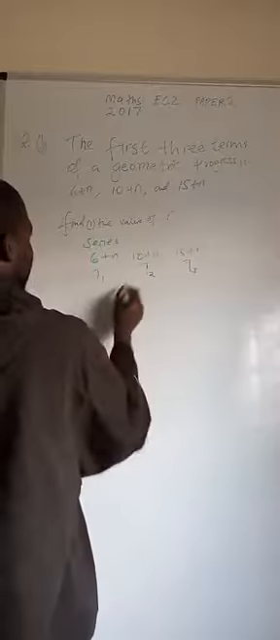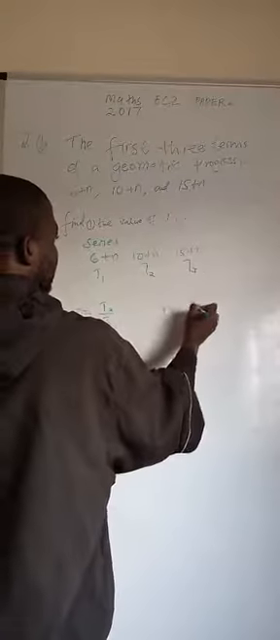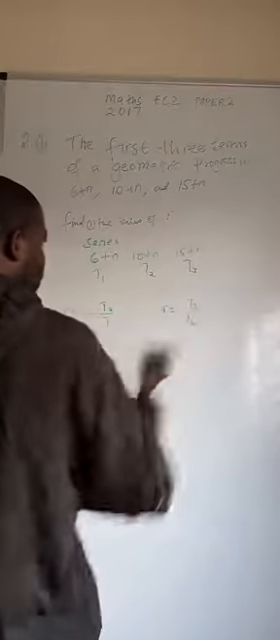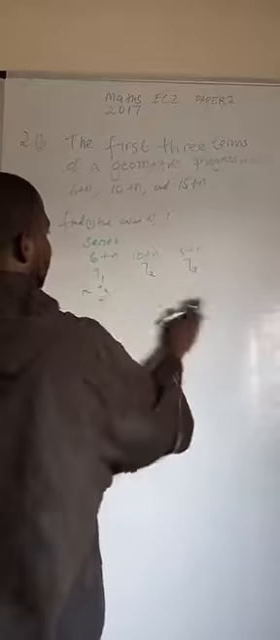This one is term number 1, this one is term number 2, this one is term number 3. And then I find the common ratio. How do you find the common ratio? The common ratio here is T2 over T1, and the common ratio there is T3 over T2. It is as simple as that.